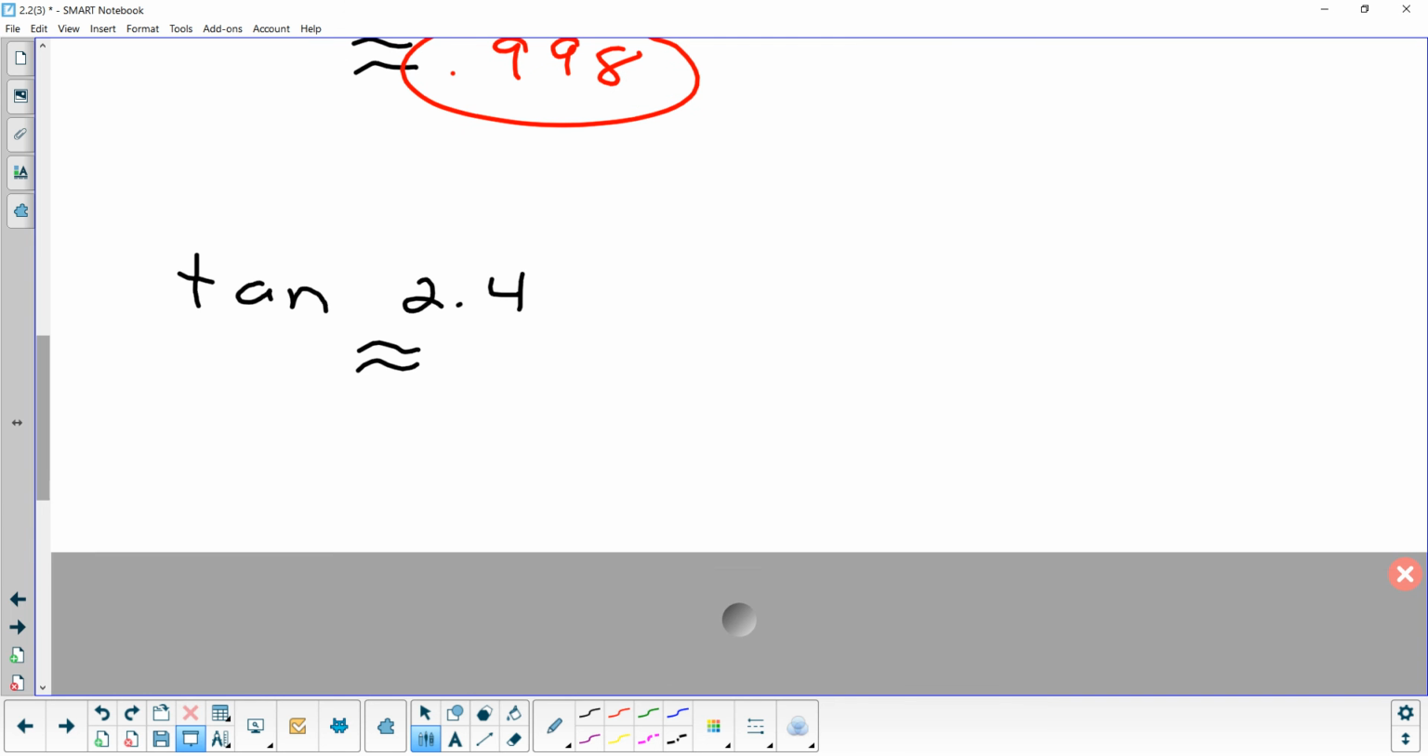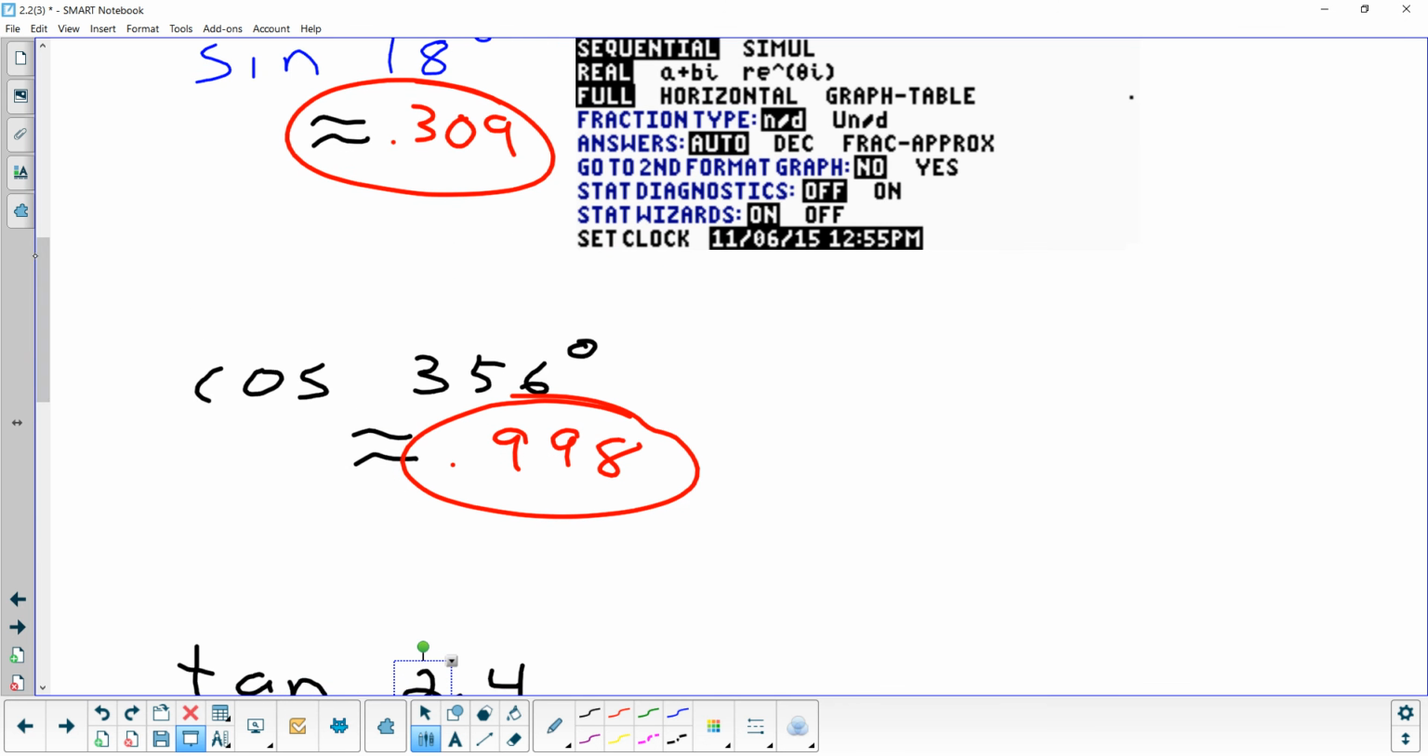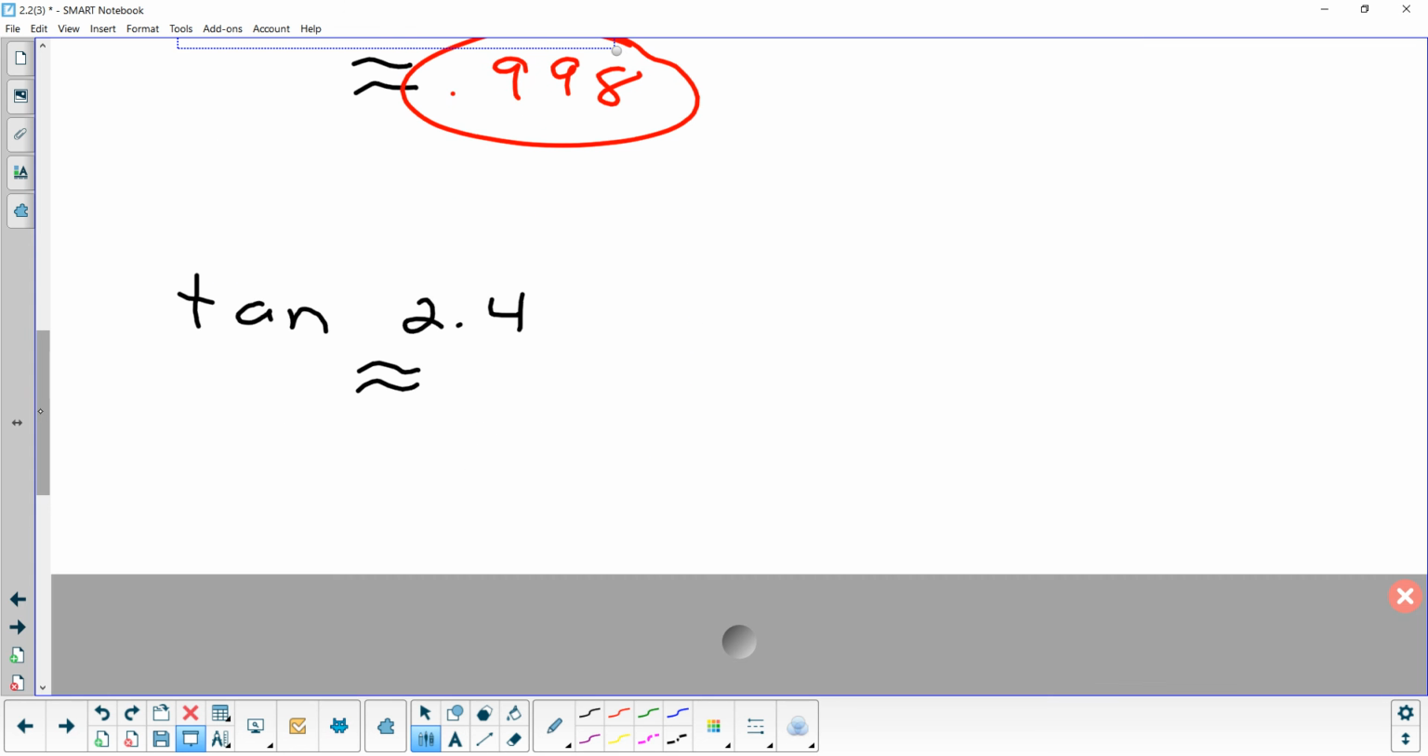And let's do this one. Okay, how about James? Can you read this one to me? The tangent of 2.4. 2.4 what? Remember, this number here always represents an angle. So it could be these units, or if there's no circle, it has to be what? Radians.